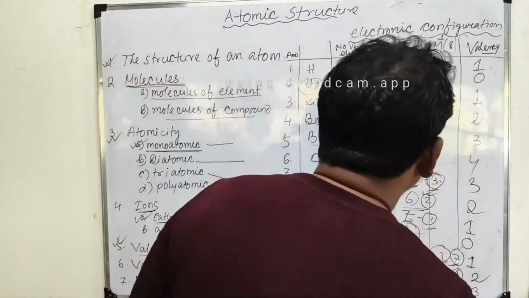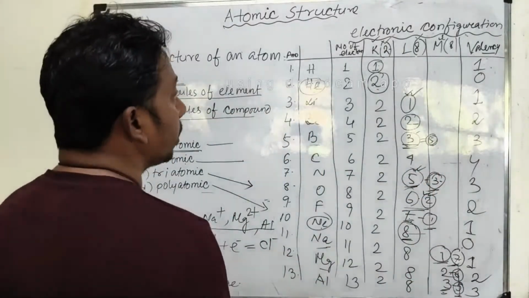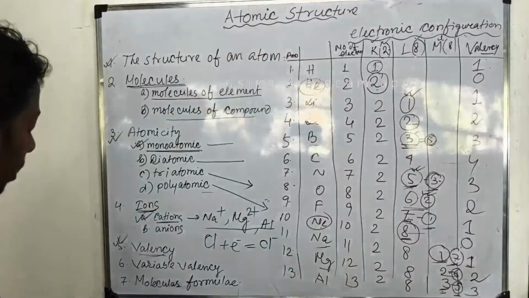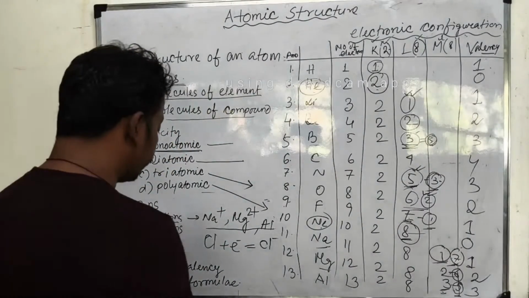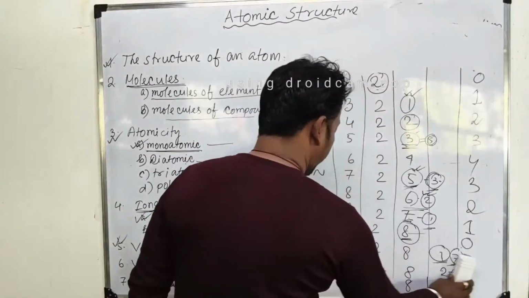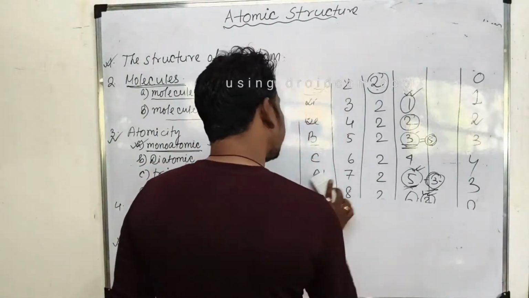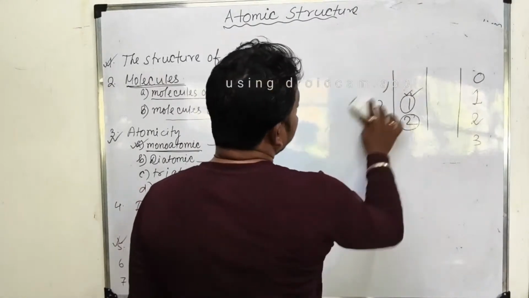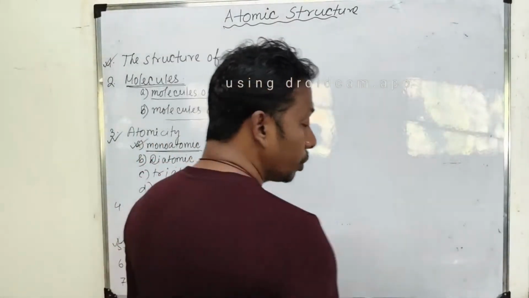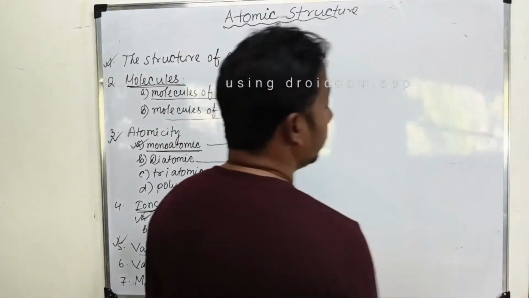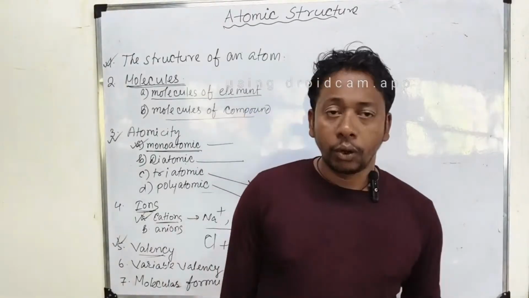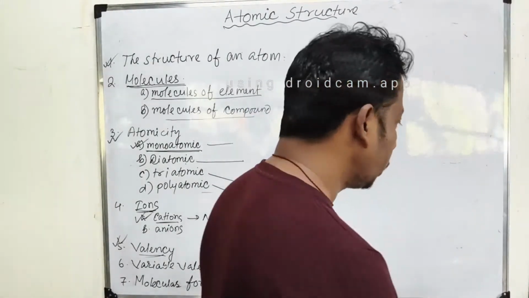Okay. Now we can easily find the electron configuration as well as the valency. Now we will simply discuss variable valency. Some elements show more than one valency. It is called variable valency.